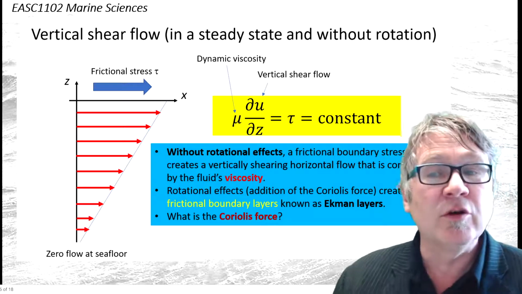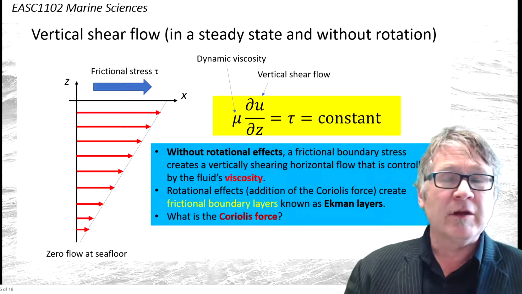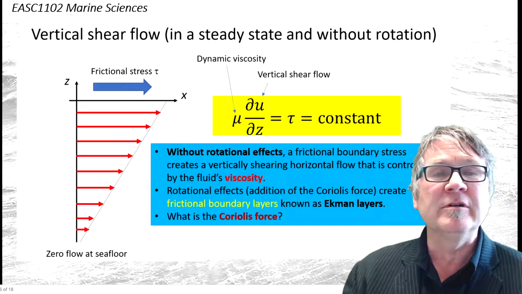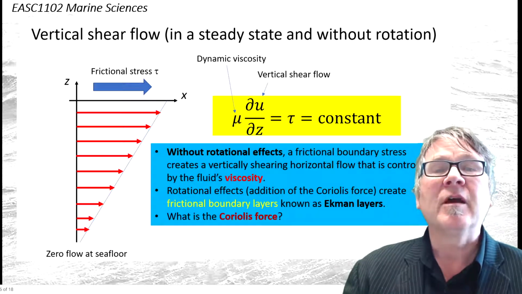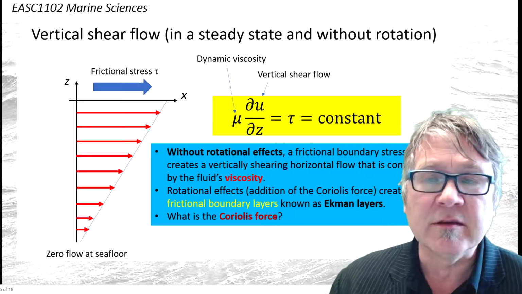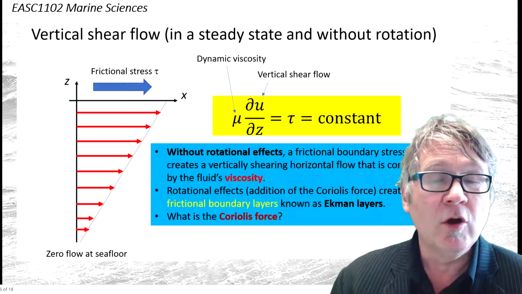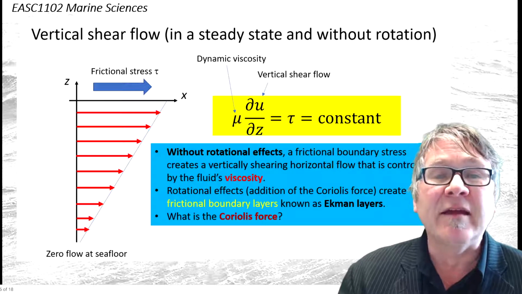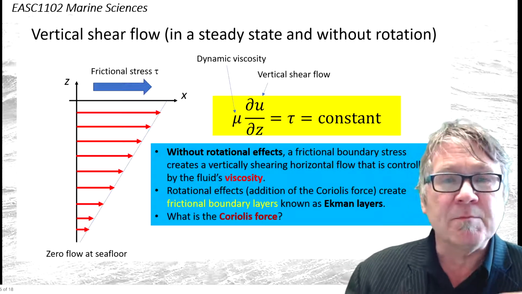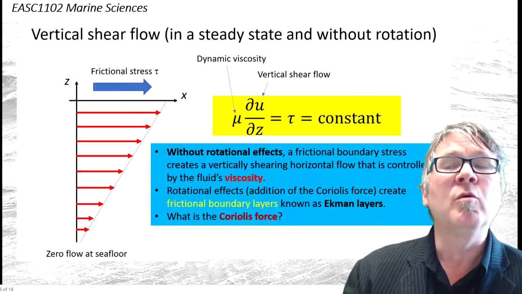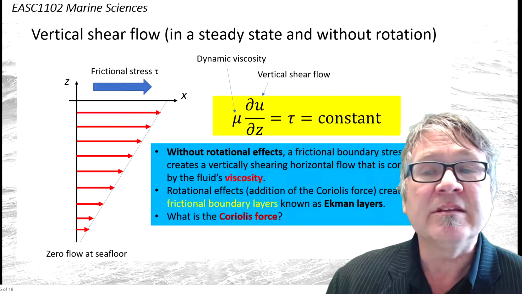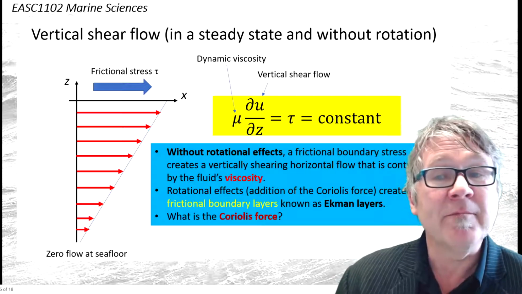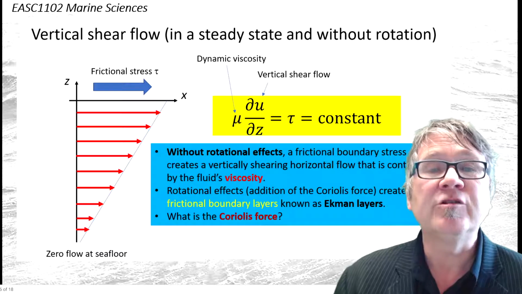However, it's good to know about these vertical shear flows because they are a principal generator of something we call turbulence in the ocean. You need a shear flow in order to create perturbations and mixing in the ocean. It's always linked to these vertical shear flows. They can create turbulence.